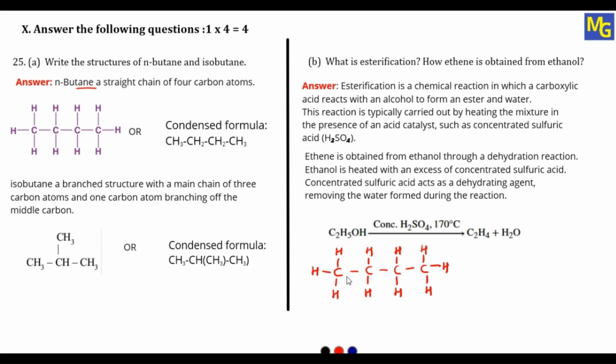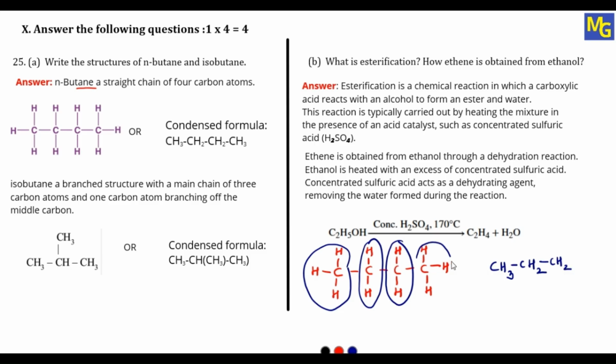Now what does condensed mean? Condensed means first combine all 3 hydrogens with the carbon, so it will become CH3. Then combine these 2 hydrogens with this carbon, so it becomes CH2. Same way for this carbon, it becomes CH2, and the last carbon will become CH3, and this is called the condensed formula. So this is the answer for N-butane.